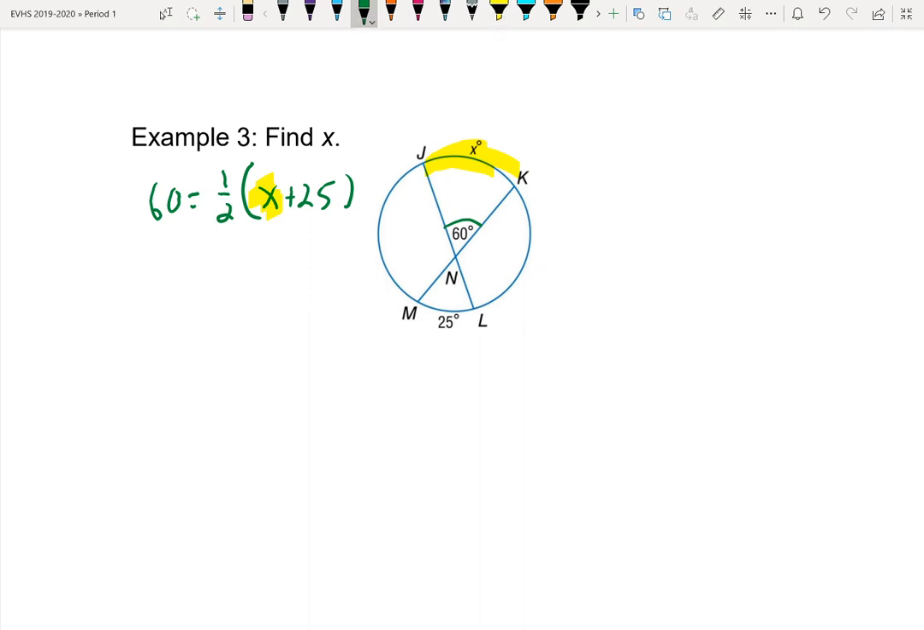Now let's go ahead and distribute that 1/2. 60 equals 1/2 x, because we had to multiply here and then there, plus 12.5. 1/2 times 25 is 12.5. Now let's subtract that. 60 minus 12.5 is 47.5, which is equal to 1/2 x.